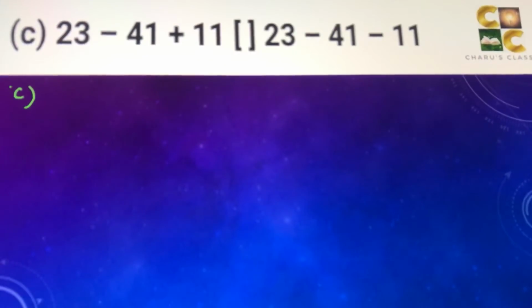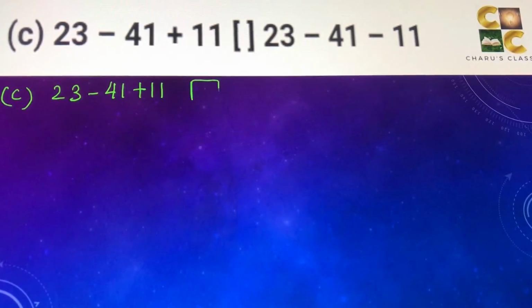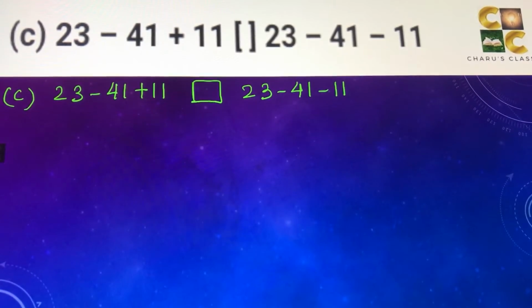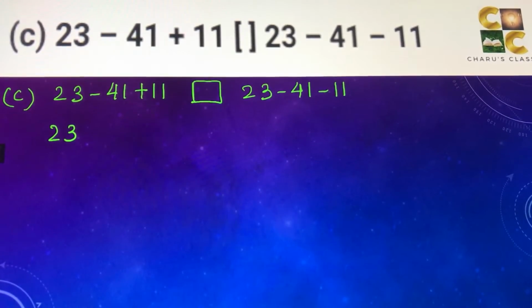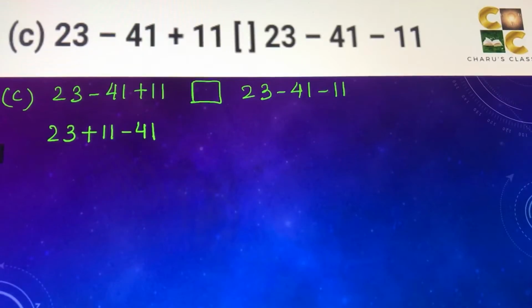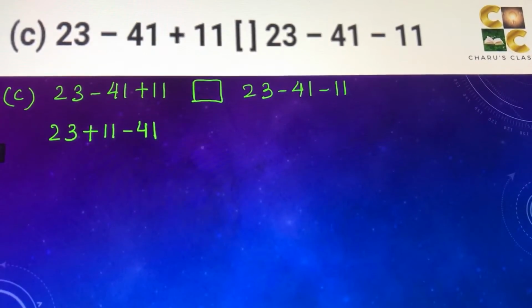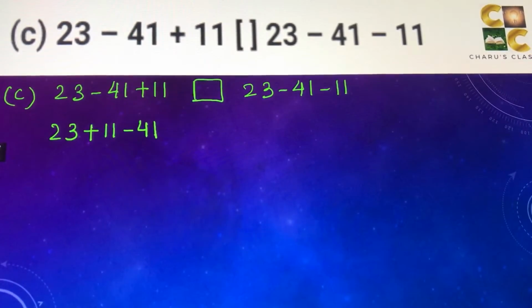C part, 23 minus 41 plus 11 and 23 minus 41 minus 11. So if we look at the left hand side, we can bring the positive numbers together. 23 plus 11 minus 41. Minus 41 को पीछे ले जाते हैं, 11 को सामने ले आते हैं. It is only for the ease of calculation. Otherwise you can do 23 minus 41 also and then solve with 11.